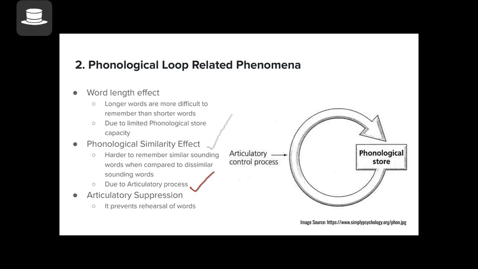And the last phonological loop related phenomenon is articulatory suppression. Articulatory suppression is when you suppress or prevent rehearsal of words. Let's do this actually. I'm going to pause here for a second so that we don't have a long discussion. I'm going to pause here and record another audio on this particular slide where we'll talk about articulatory suppression.